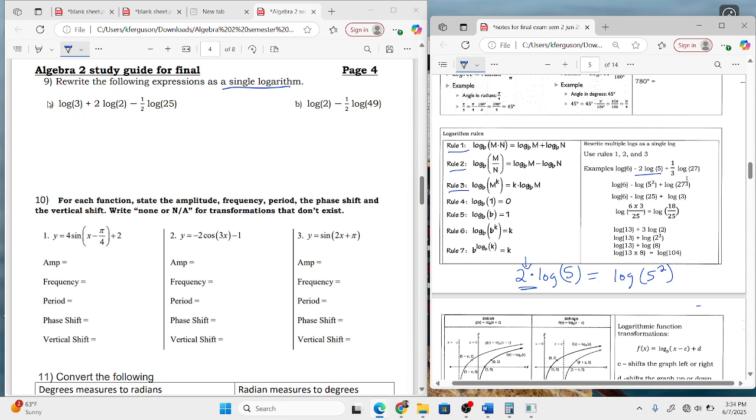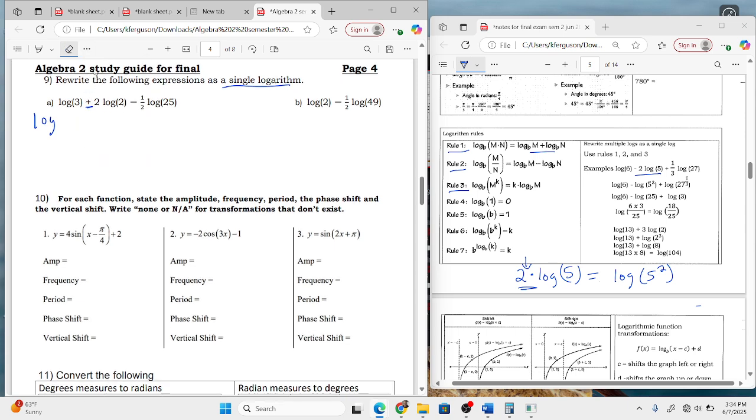So here we go. What did plus do? Well, if I've got two logs that are being added together that have the same base, I can change them to one log by doing multiplication. Well, first off, I need to do this first. I'm going to make that log of 2 to the second power. And then I'm also going to do this one, although we're going to wait. That's going to be log of 25 to the 1/2 power.